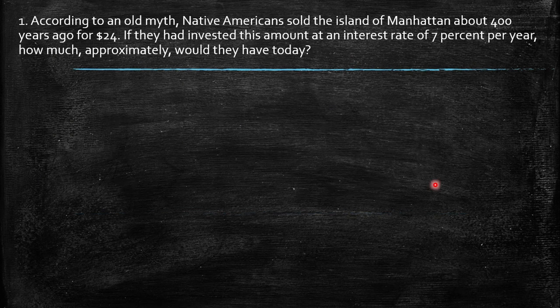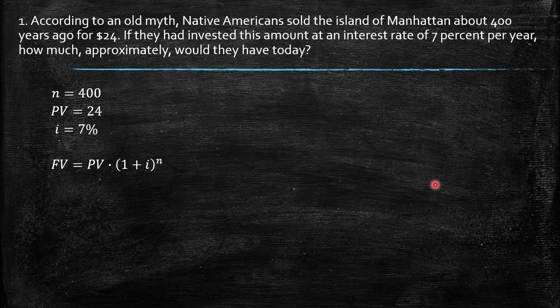So the first question says, according to an old myth, Native Americans sold the island of Manhattan about 400 years ago for $24. Then we already have here the period, so we have 400 years, and then the present value should be 24. If they had invested this amount at an interest rate of 7% per year, how much approximately would they have today? So then the interest rate should be 7%.